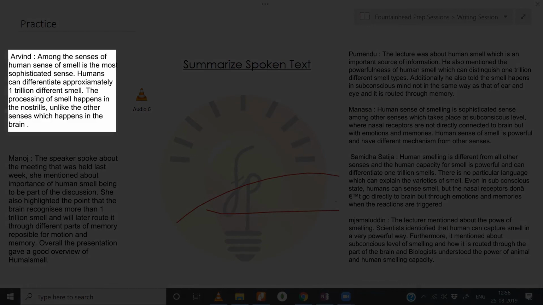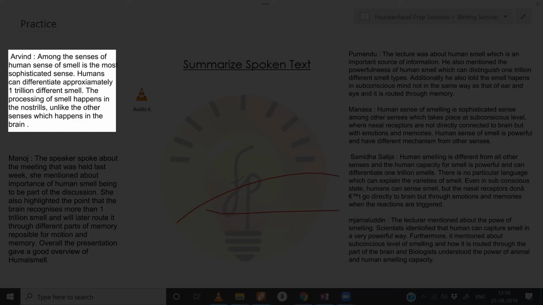Among the senses of human sense, among the senses of human sense, among the senses of human sense of smell is the most sophisticated sense. Okay, avoid repeating the same word again and again. Sense, sense, sense. Understand that you are writing only 50 to 70 words. It's not just about commas, it's about using the word sense. You have used that same word multiple times in the same sentence, which is not good. Avoid repetition of words.